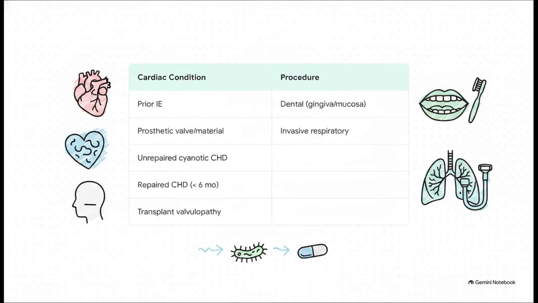The guidelines have gotten incredibly specific over the years to promote better antimicrobial stewardship. Basically, prophylaxis is reserved for patients at the absolute highest risk for severe outcomes. It's a highly exclusive club. To get in, you need a qualifying cardiac condition, which means a prior history of infective endocarditis, having prosthetic heart valves or prosthetic material, unrepaired cyanotic congenital heart disease that was repaired with prosthetic material within the past 6 months or left with residual defects, or finally, being a cardiac transplant recipient who developed valvulopathy.